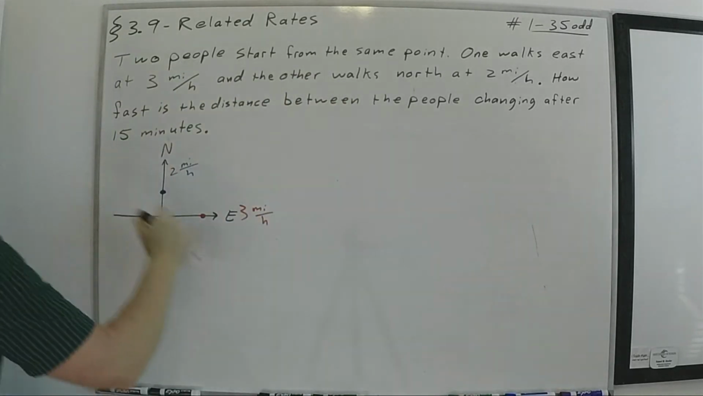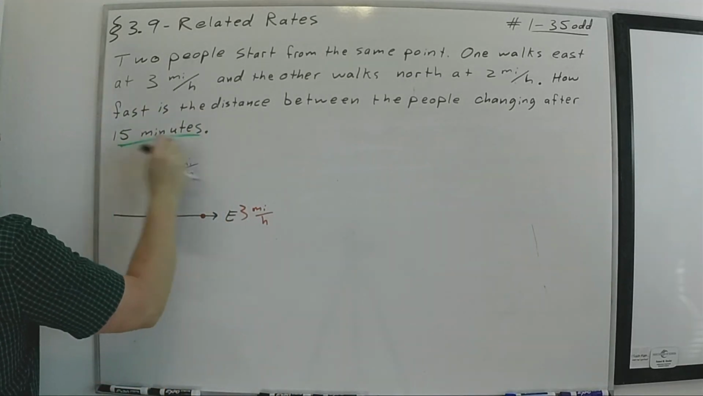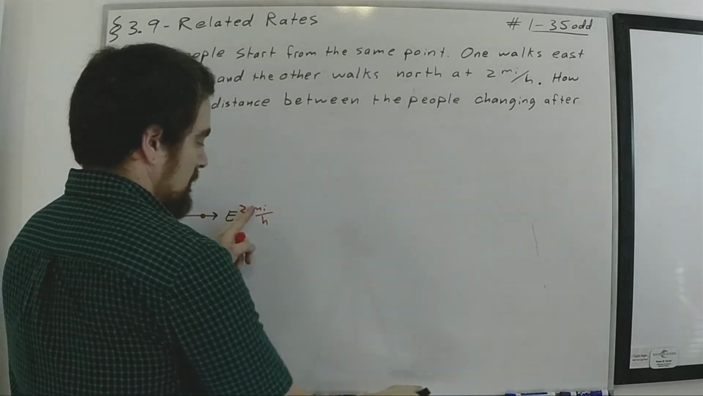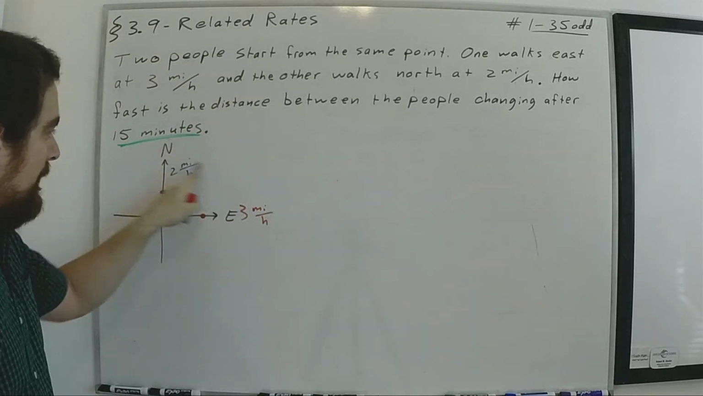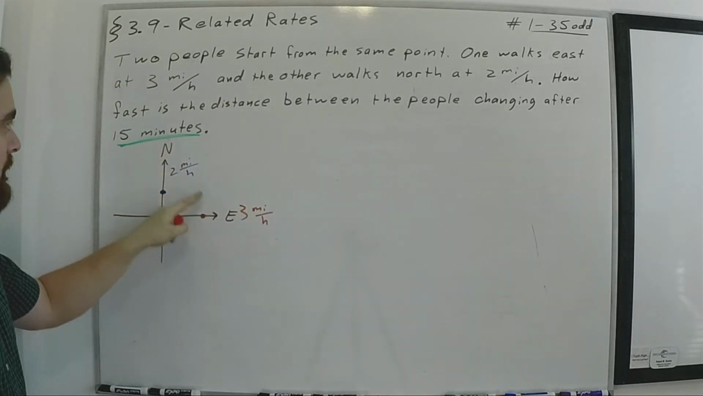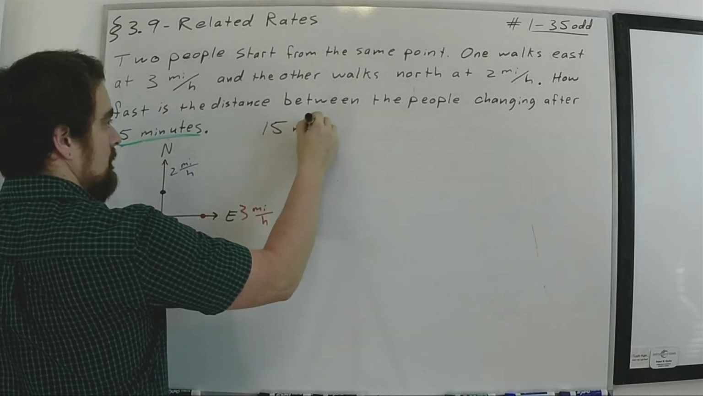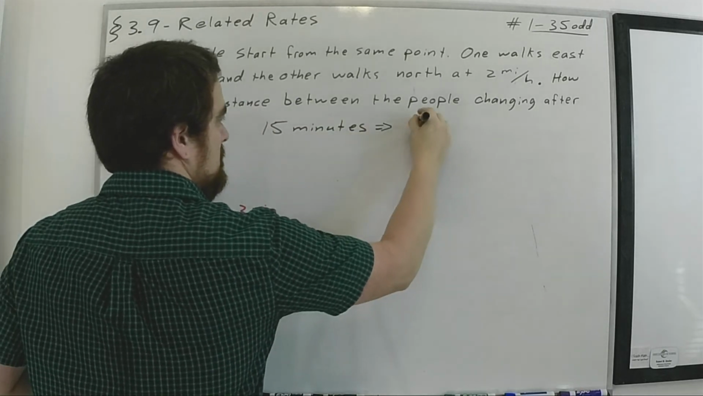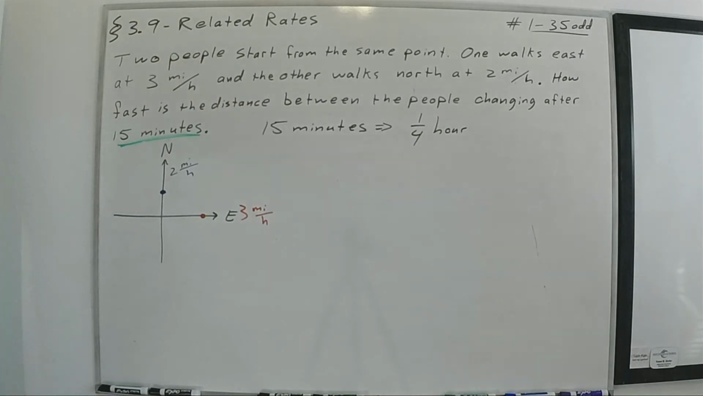And then they tell you after 15 minutes. Right? So they're mixing up these units. These are in terms of hours. You're differentiating with respect to hours, right? Miles per hour, miles per hour. All your rates here are in terms of hours, and this is in terms of minutes. 15 minutes is not 15 hours. 15 minutes is a fourth of an hour. Right? So do be very careful about that.